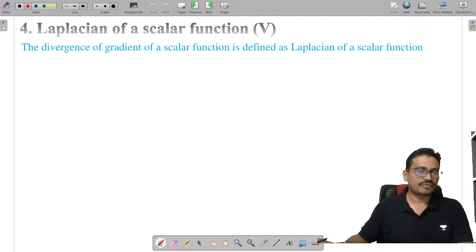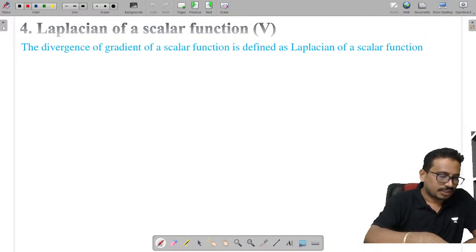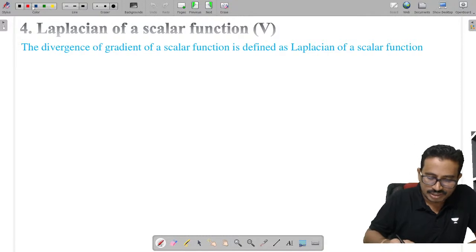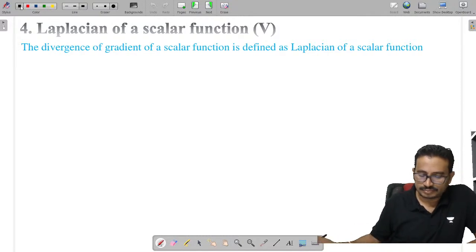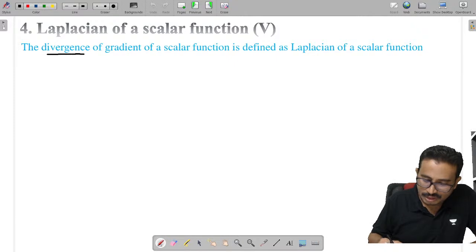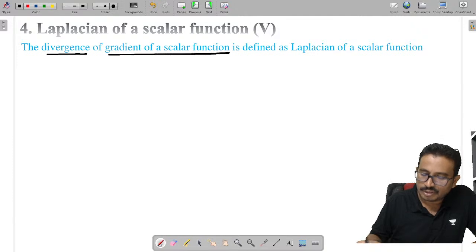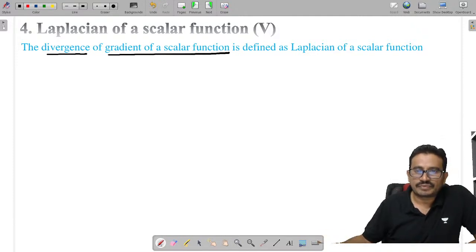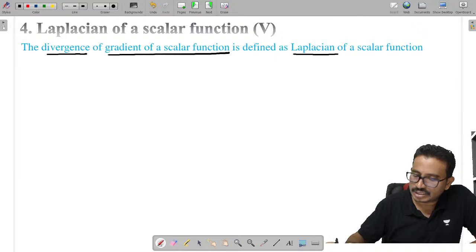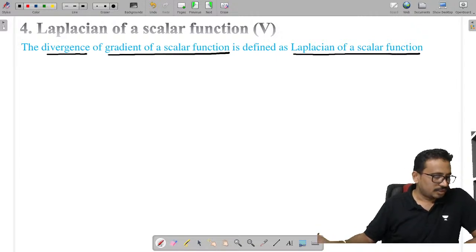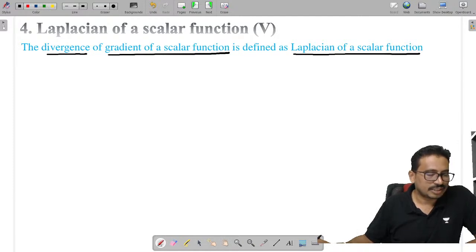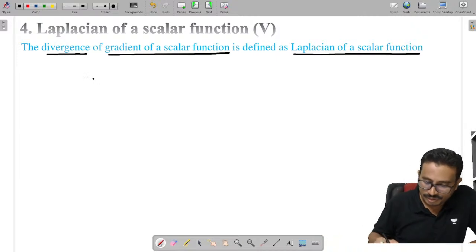Next, the Laplacian of a scalar function. The divergence of the gradient of a scalar function is defined as the Laplacian of a scalar function. What does this mean? Divergence means del dot.